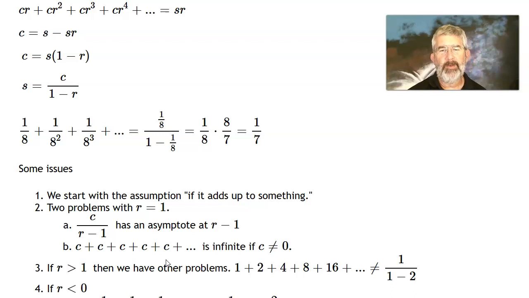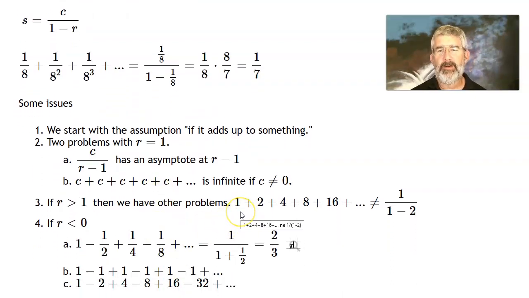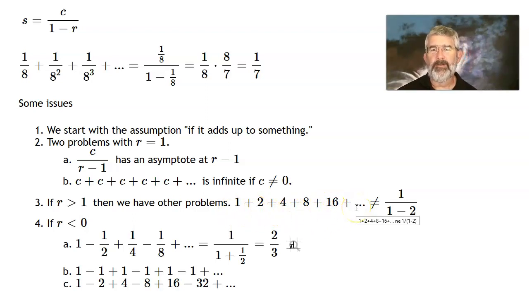Also, we got issues when r is bigger than 1. Because, for instance, let's start here with c equals 1 and r equals 2. So 1, 2, multiplied by 2 each time, 4, 8, 16, right? This is powers of 2 being added up. According to the formula, it should be 1 over 1 minus 2, which would be negative 1. What? There isn't any way that 1 plus 2 plus 4 plus 8 plus 16 is equal to negative 1.